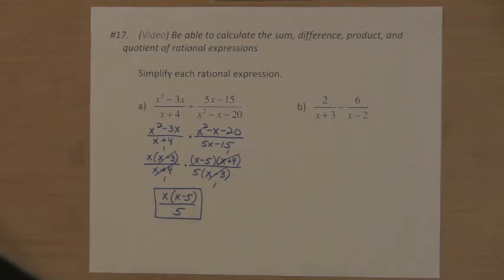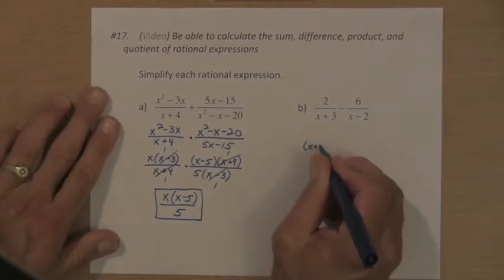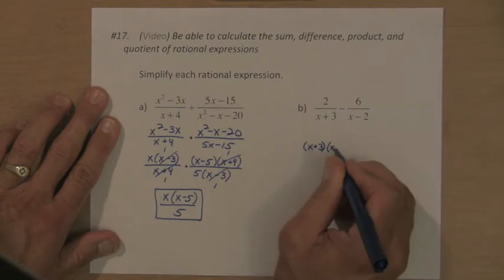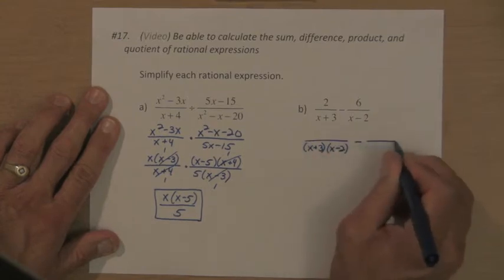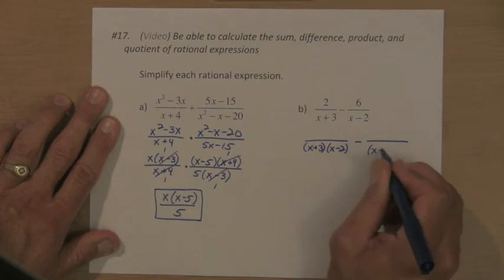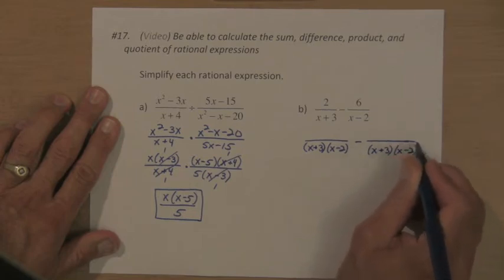The second one is subtracting two fractions. And when you subtract fractions, you must have a common denominator. X plus 3 and x minus 2 are different denominators, and they have no common factors. So my common denominator is going to be the product of both of them. So I want to rewrite each of these fractions with this denominator, x plus 3 and x minus 2 multiplied together.